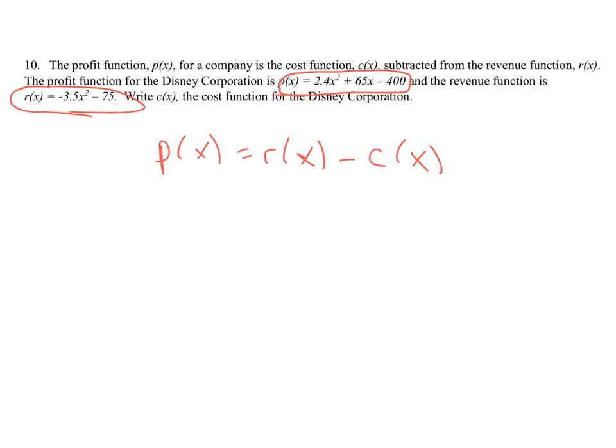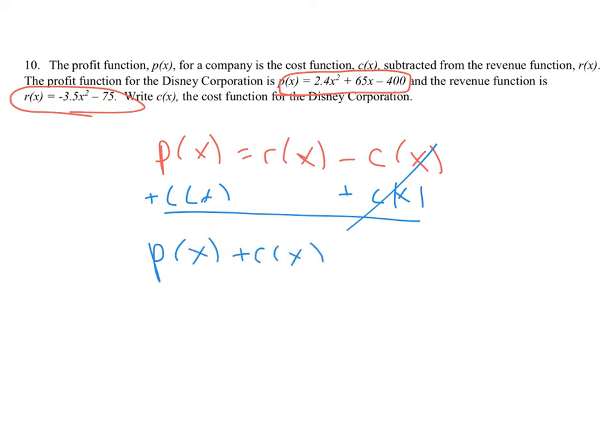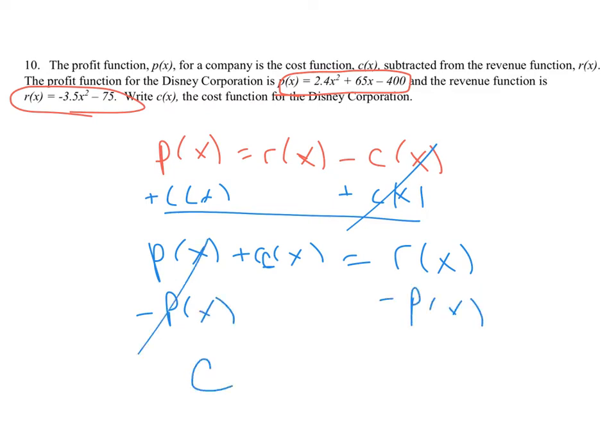So the first thing I'm going to do is solve for C for the formula I just wrote, and the easiest thing to do would be to add C of x over, just because it'll keep it positive to deal with. So it'll be P of x plus C of x equals R of x. And to get C alone, now all I have to do is subtract the P of x. So I have C of x is equal to R of x minus P of x. So all I have to do is do the revenue minus the profit, and I get my answer.